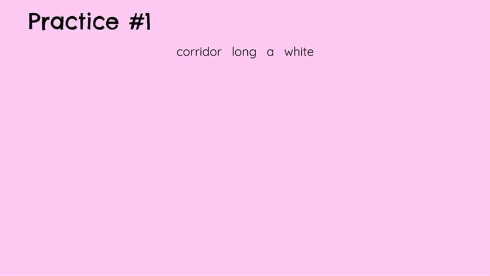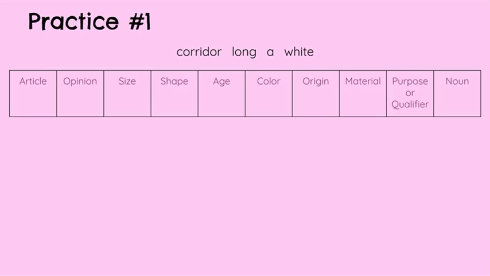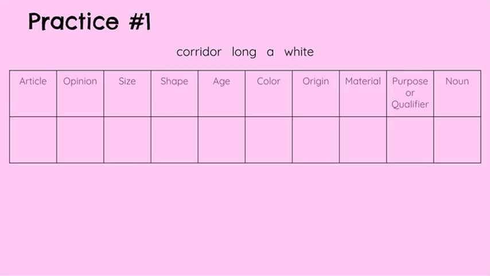So I'd use the chart for this. I'm going to get out the chart. Now we're going to find out the order of each one. I really like to look at every single one. Is an article or noun one of them? Is an opinion one of them? Is the size one of them? Is the shape one of them? Is the age one of them? Etc. That's what we're going to do, because it helps.